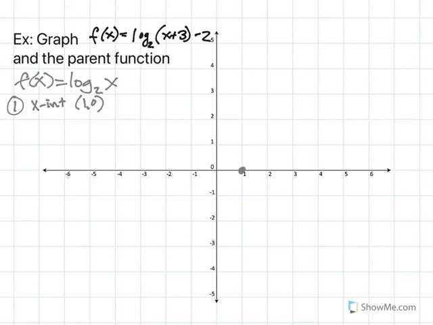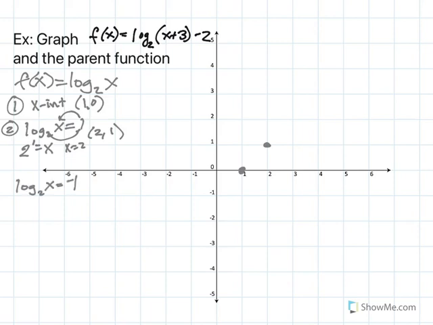And then we say, okay, what if I plug in 1 for y? So log of x base 2 equals 1. That means 2 to the first power equals x, so x is 2. My ordered pair is 2, 1. I also like to plug in negative 1. The log of x base 2 equals negative 1, meaning 2 to the negative 1 equals x. So x is 1/2, giving 1/2, negative 1. And this is my parent function. All right, so we have the curve.